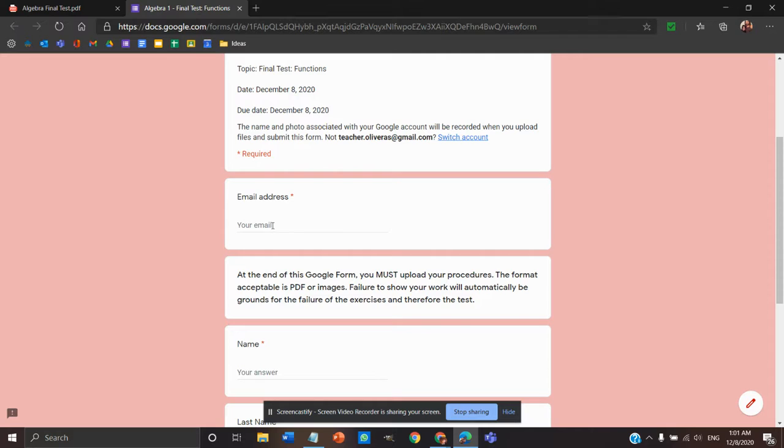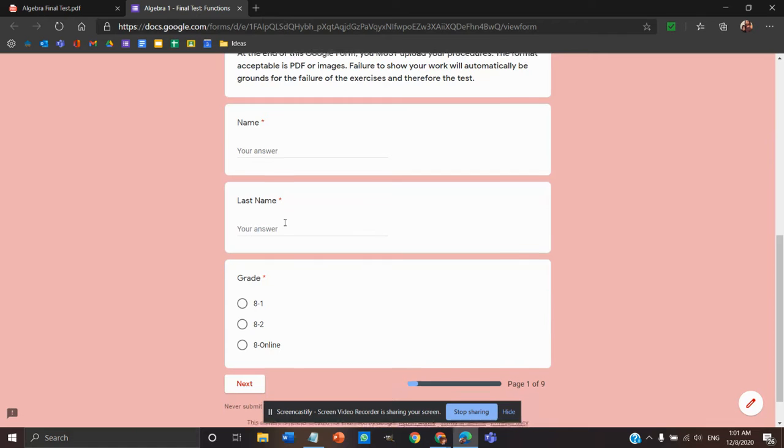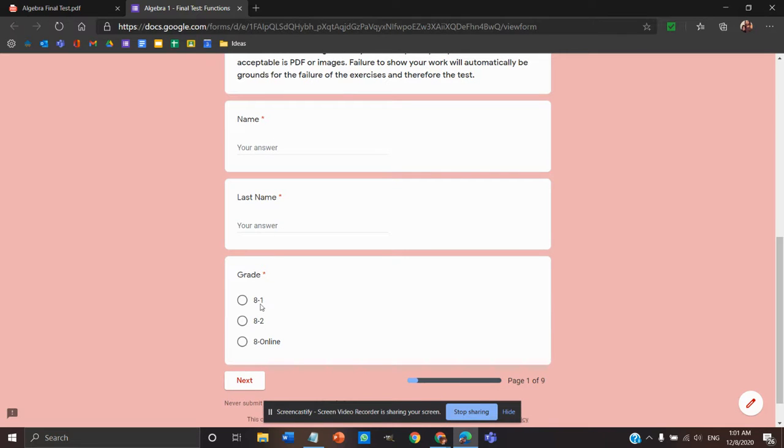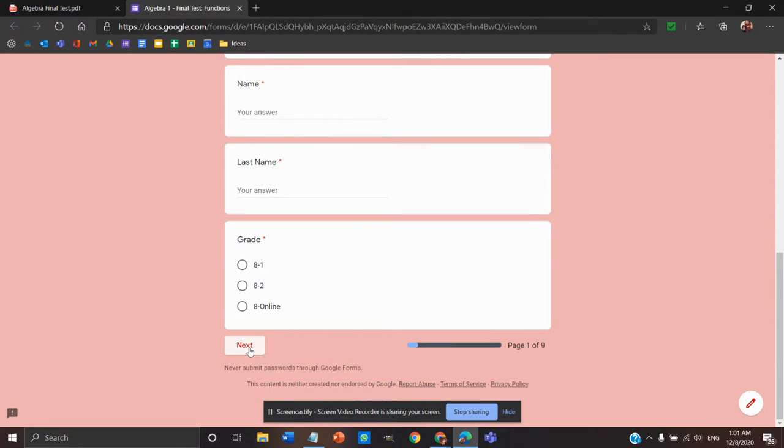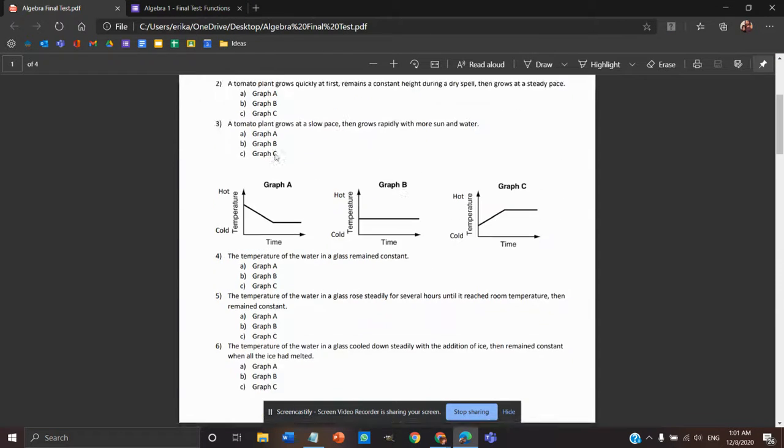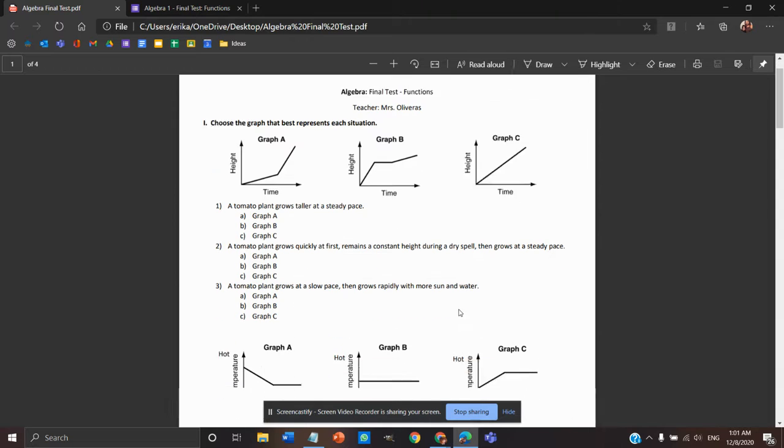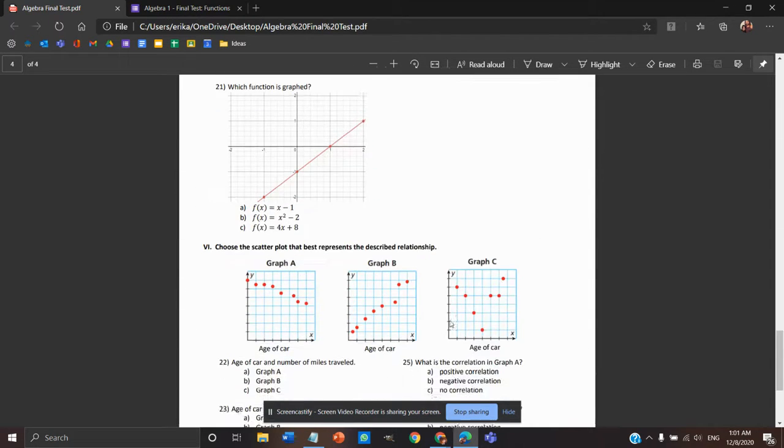Write your email, and verify that your email is correctly inserted there, because I have received some emails back saying that the email is not correct. Your name, your last name, and your grade. Then you're going to go next and you're going to see all the parts of the exam. At the last part of the exam, you're going to upload pictures or your PDF of that exam with all your answers and all your procedures and all your work.